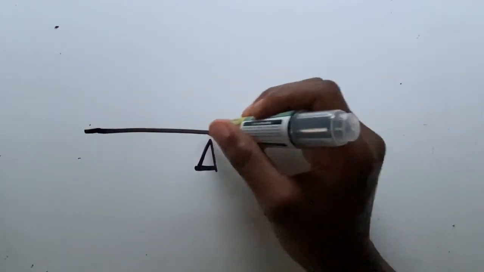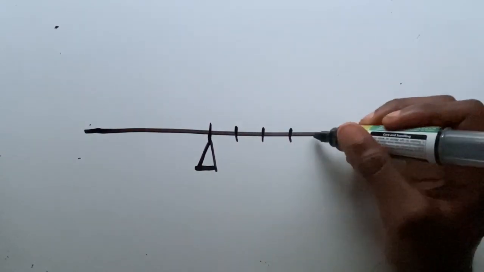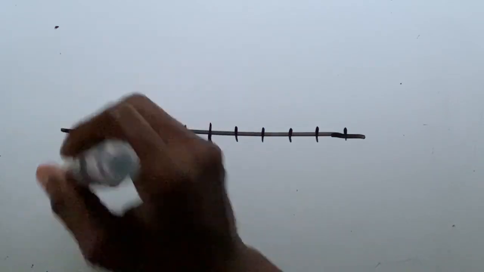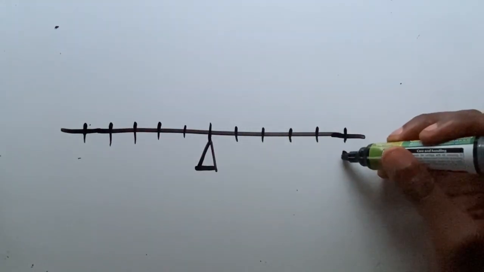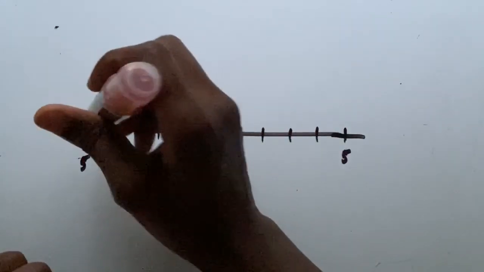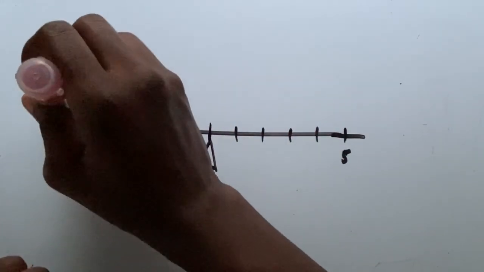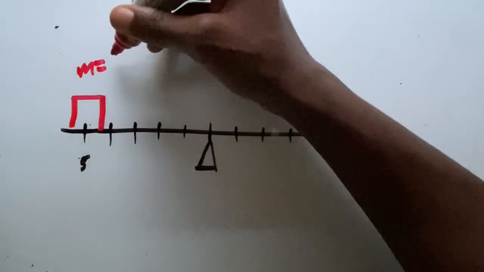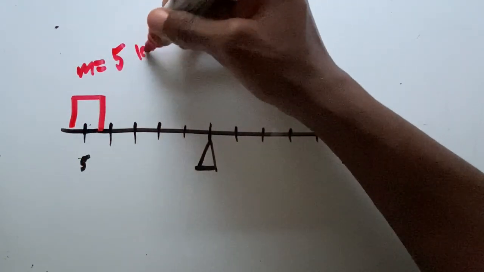And let me put tick marks on here. So 1, 2, 3, 4, 5. 1, 2, 3, 4, 5. So 1, 2, 3, 4. That's at 5. 1, 2, 3, 4. It's at 5. So now let's say I put a block here that is on 5. And the mass of that block is 5 kilograms.